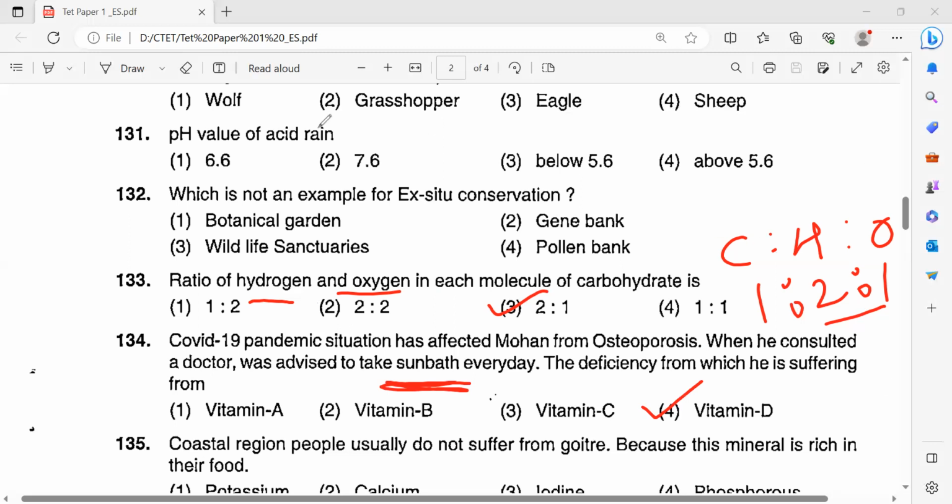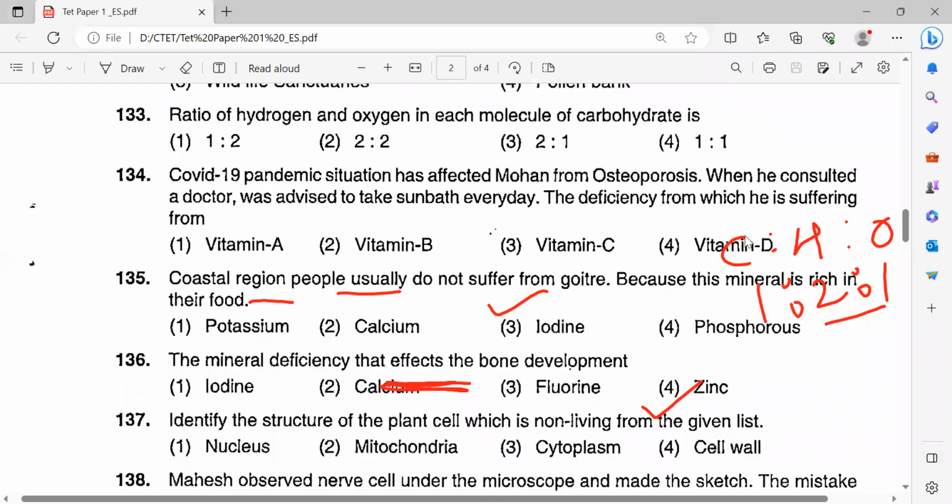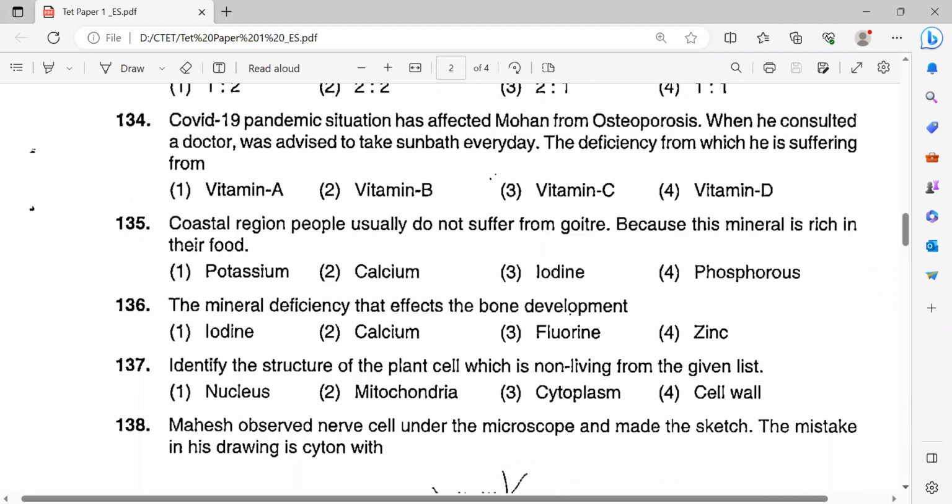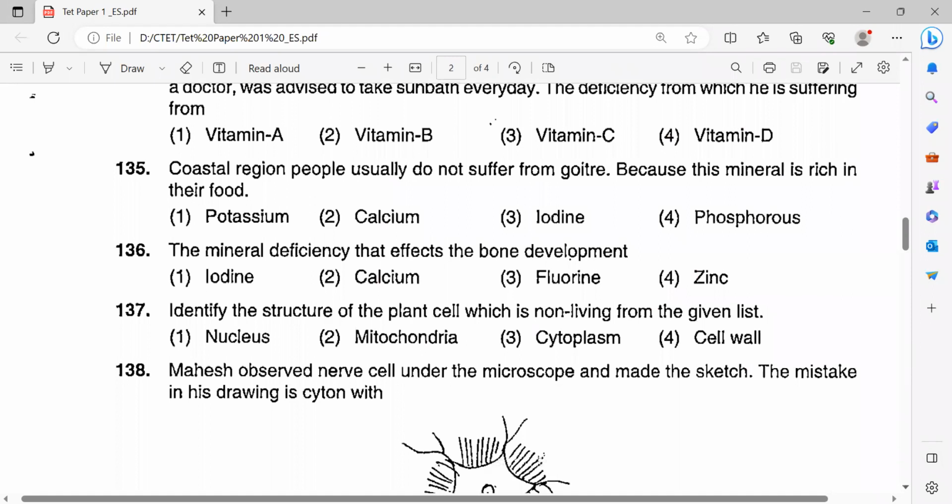Next we have: coastal region people usually do not suffer from goitre because this mineral is rich in their food. So what happens? The coastal people will not suffer from goitre because the mineral is rich in their food, meaning iodine will be rich in their food. Iodine deficiency causes goitre. Okay, so the potassium is there.